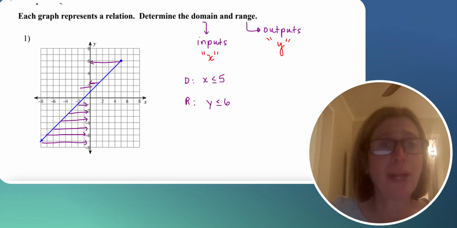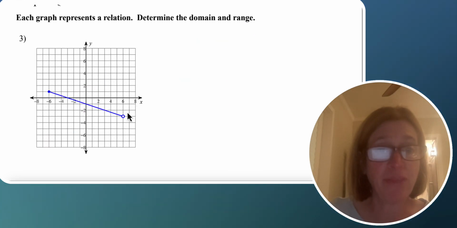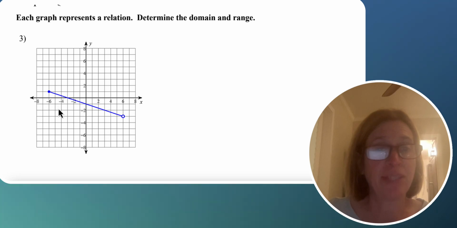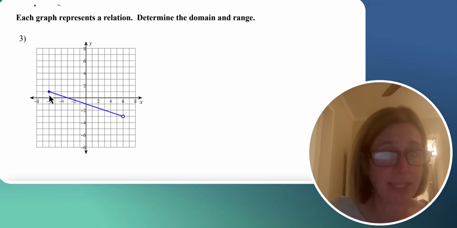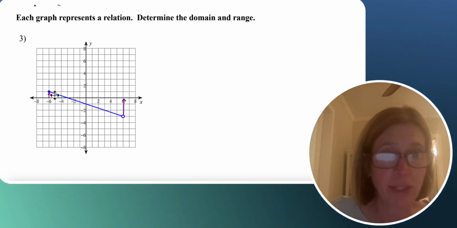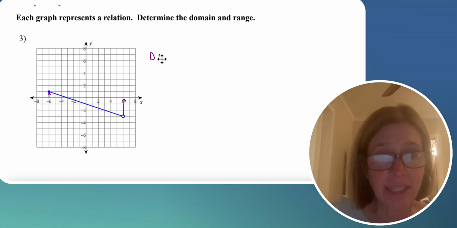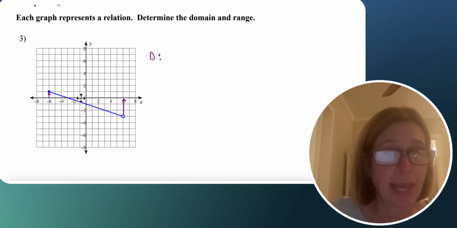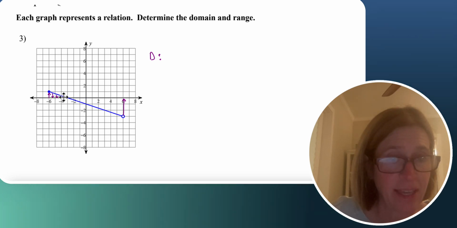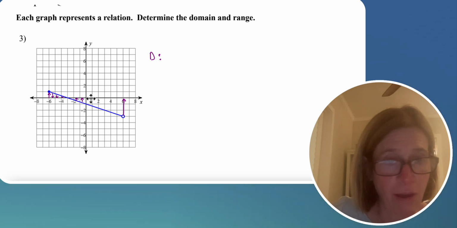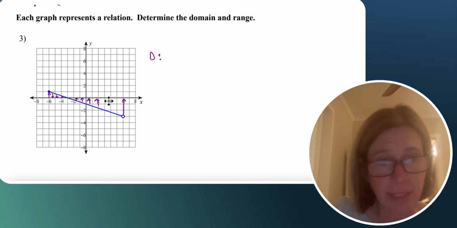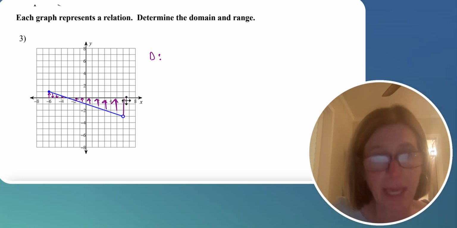All right, let's try another one. So here I have a graph, and I look at both endpoints, so I can see this is a closed endpoint and this is an open endpoint. So the domain would be all the x's between -6 and 6. Look, it's going to have a coordinate of x everywhere along this line segment all the way until its endpoints.